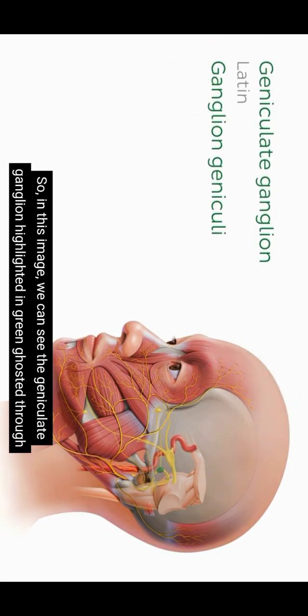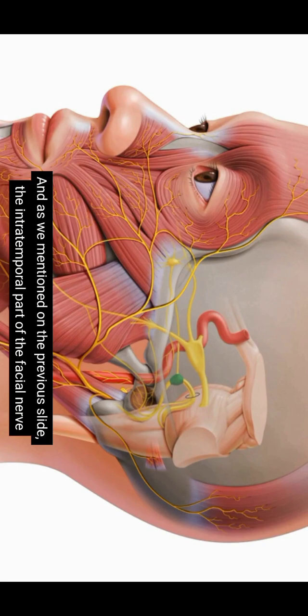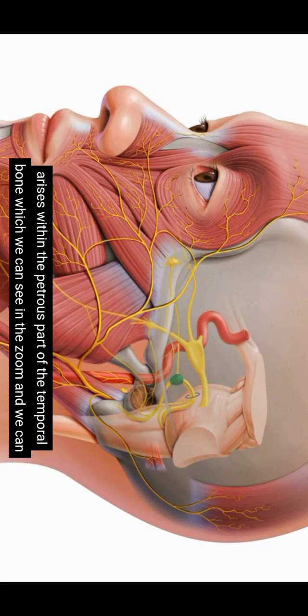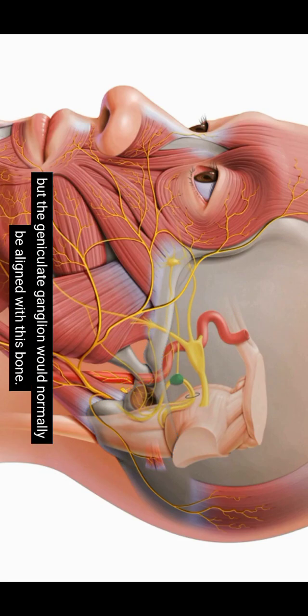So in this image, we can see the geniculate ganglion highlighted in green through a lateral view of the head, showing its location in the temporal bone. As we mentioned on the previous slide, the intratemporal part of the facial nerve arises within the petrous part of the temporal bone, which we can see outlined in blue. And of course, this image is not exactly aligned as we're working in 3 dimensions, but the geniculate ganglion would normally be aligned with this bone.